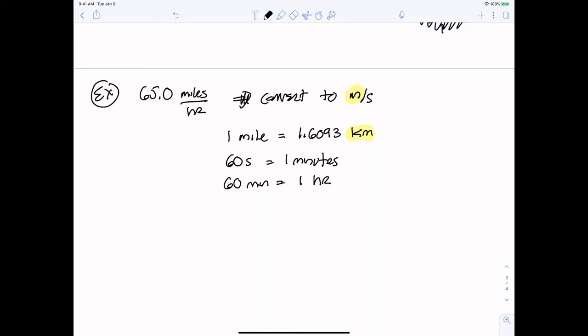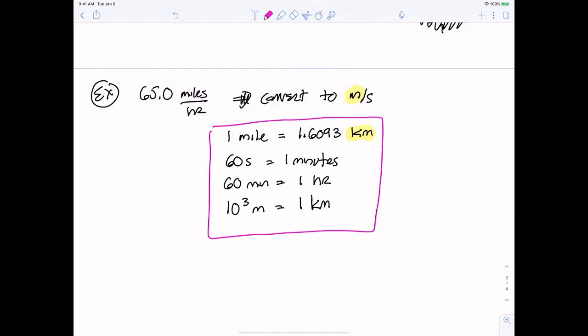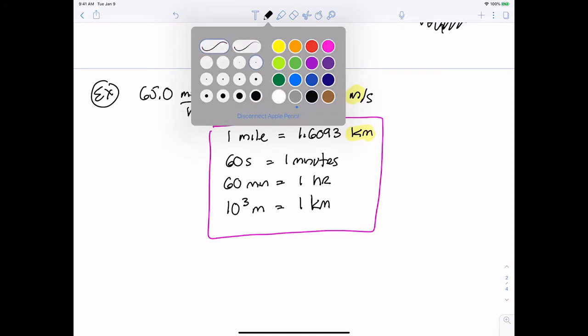So if you were given this problem on a test or a quiz or a problem set, what you see right now on the screen is what I would provide. I would not give you the meter to kilometer conversion. However, if I were you, I would write it down so you have everything ready to go when you start the problem. So we know that there is 10 to the third meters in 1 kilometer. So I've got all my conversion factors ready, and then we can just start the problem.